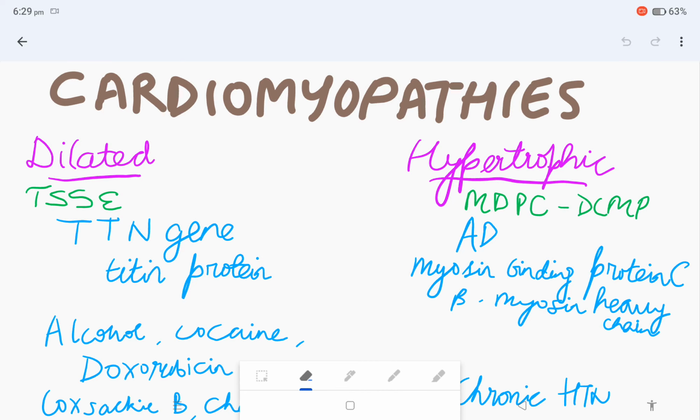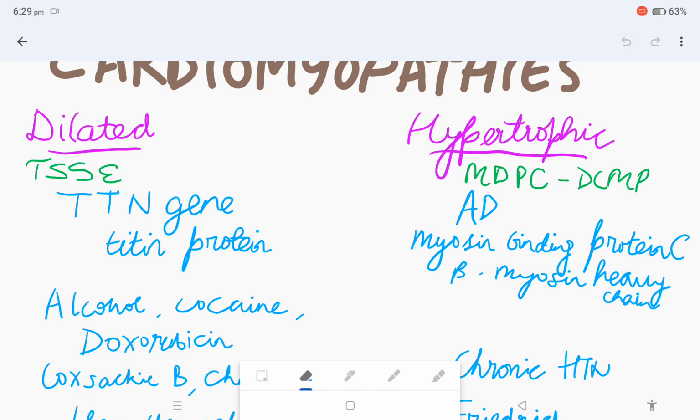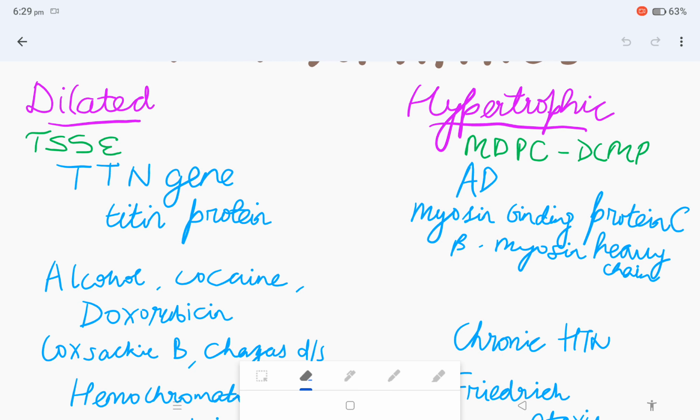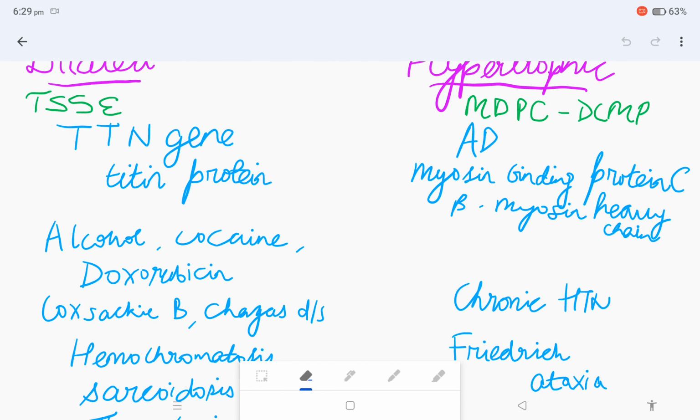So in the dilated we have TTN gene mutation and it is coding for titin protein. While in the hypertrophic, we have autosomal dominant mutation for the myosin binding protein C and beta myosin heavy chain.